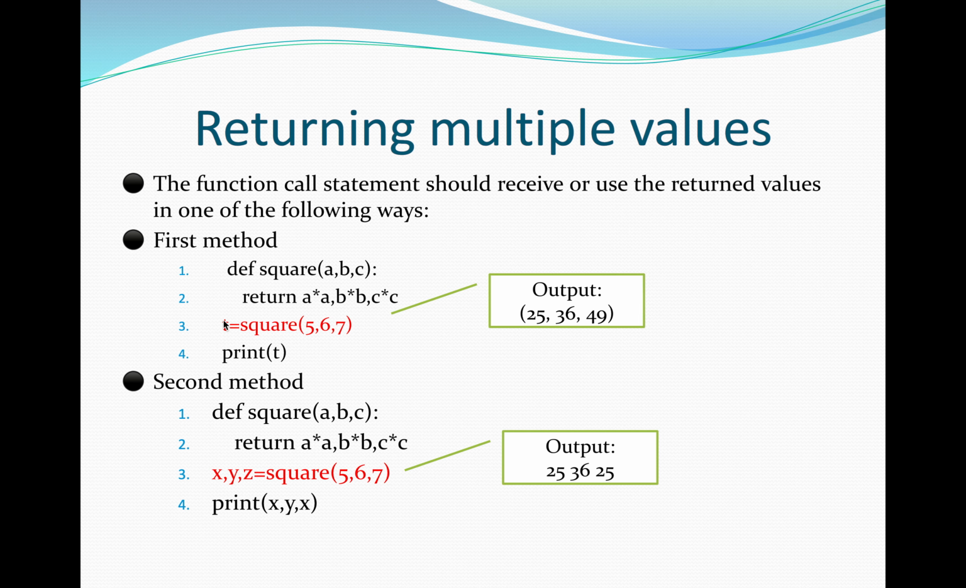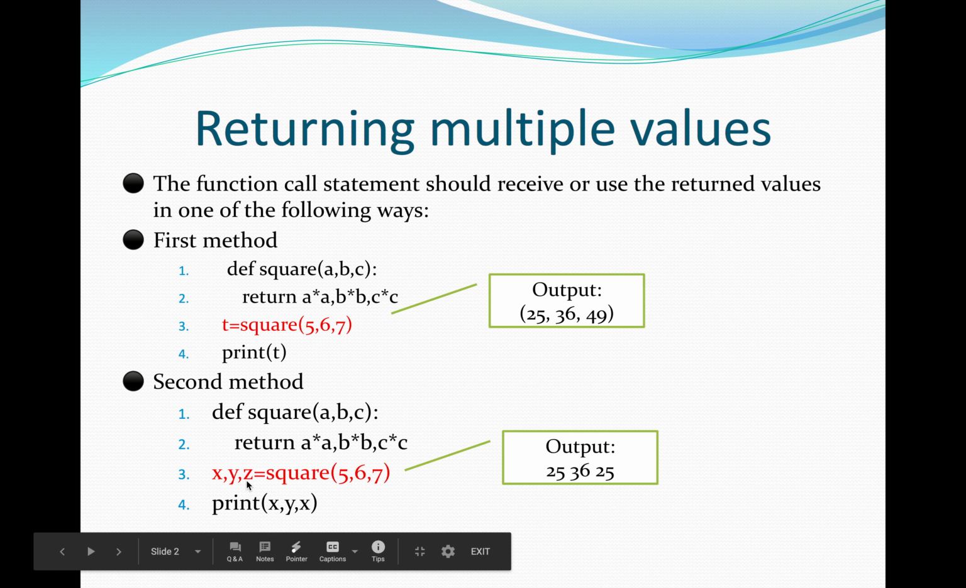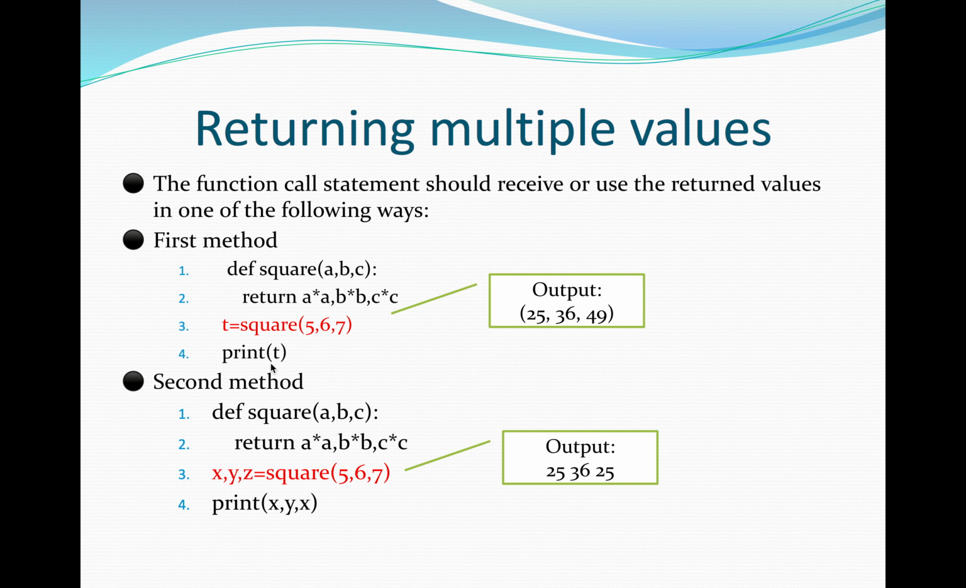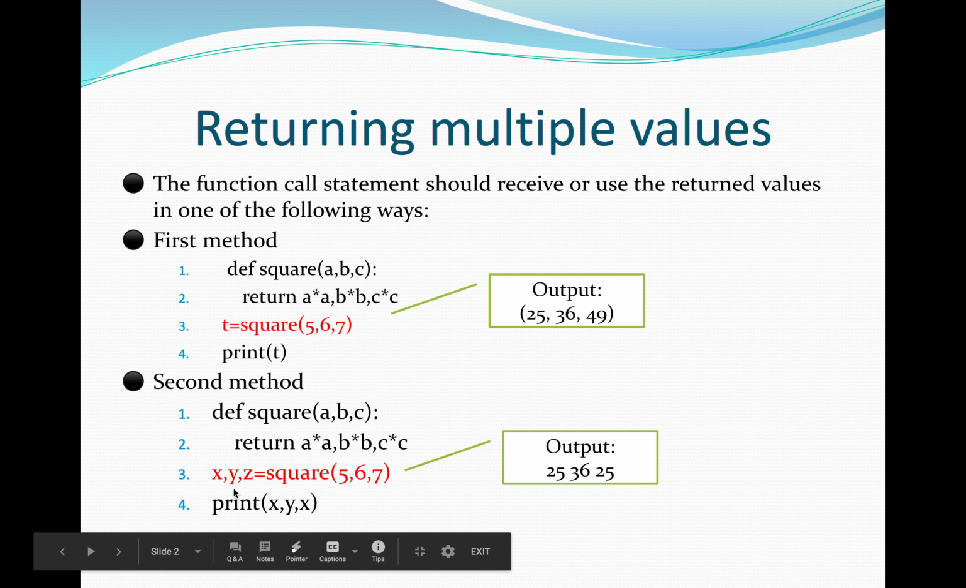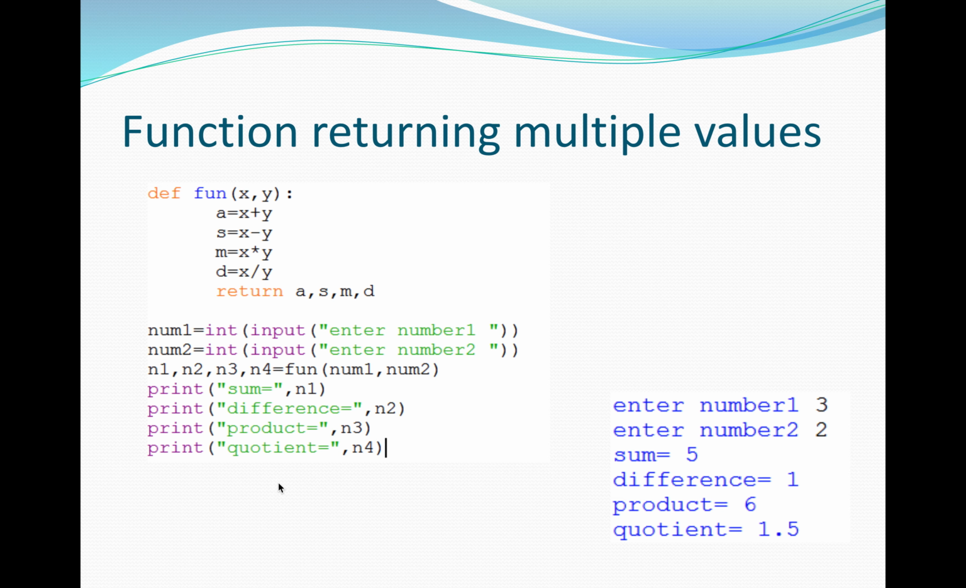Okay, in the function call we give only one variable to receive three values, and if you are displaying t, it will display the whole values as a tuple. Second method, if you want to access these three values separately, then what we have to do, just give three separate variables in comma form. Okay, these are the two methods we can access multiple values returned from the function. Similar to a single value, if you want to access in different variables, we can use different variables in the function call.